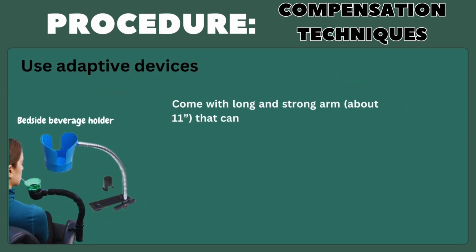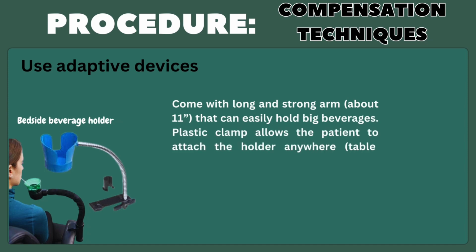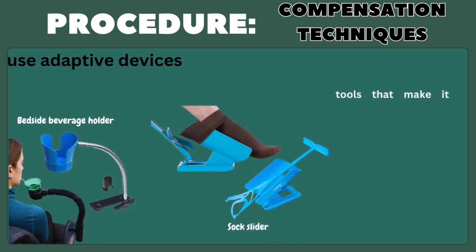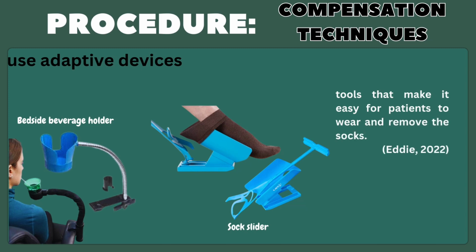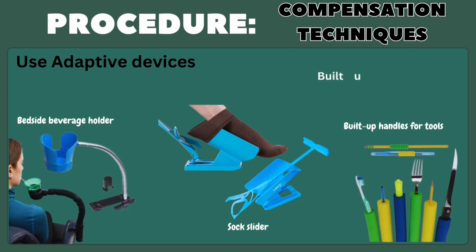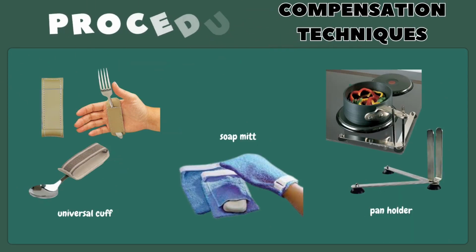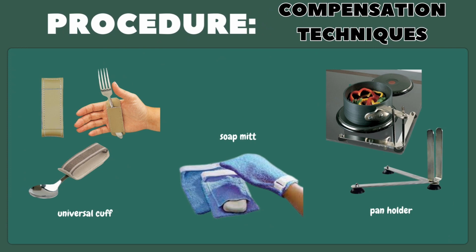Adapted devices play a vital role for individuals after surgery, such as a bedside beverage holder, which becomes an ideal companion. Another valuable adaptation is the sock slider that enables patients to effortlessly slide their feet into socks without excessive bending or straining. Pull-up handles offer enhanced functionality and ease of use. They provide a larger grip surface, distributing pressure and reducing strain on the hand. Here are examples of adapted devices that can be used for sensory compensatory interventions.